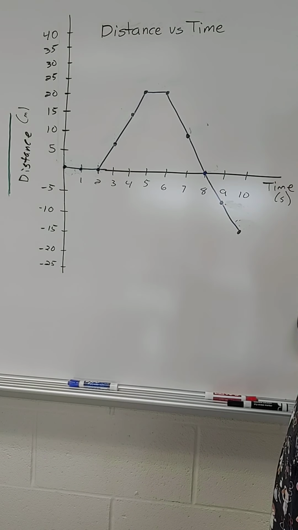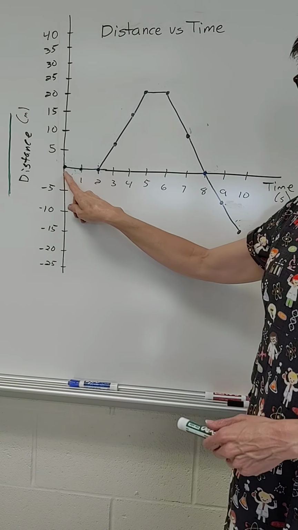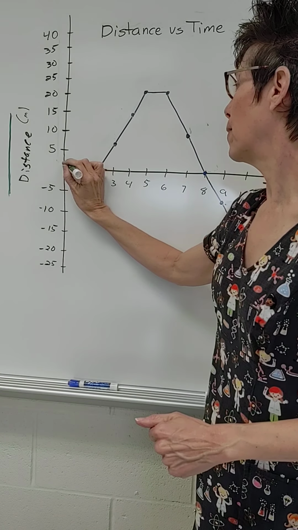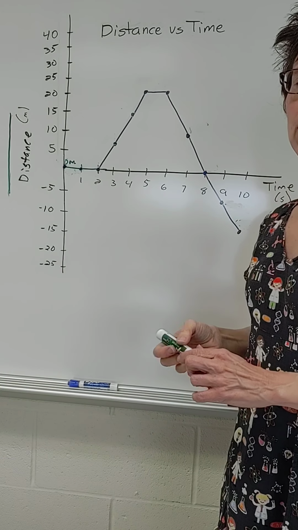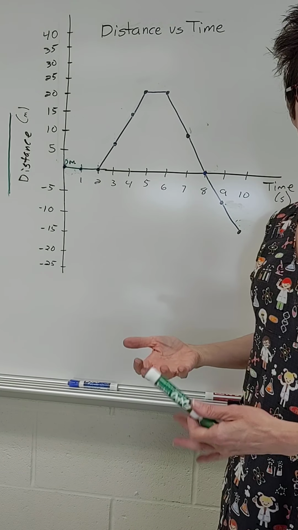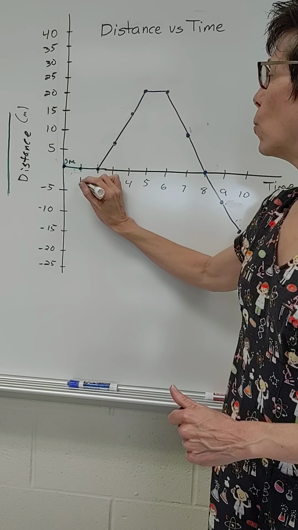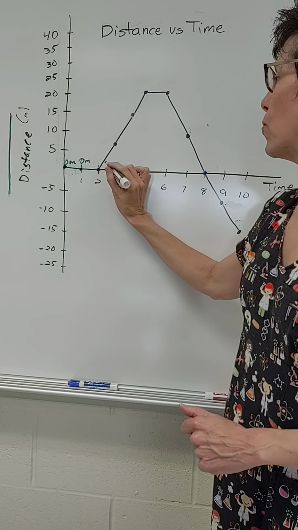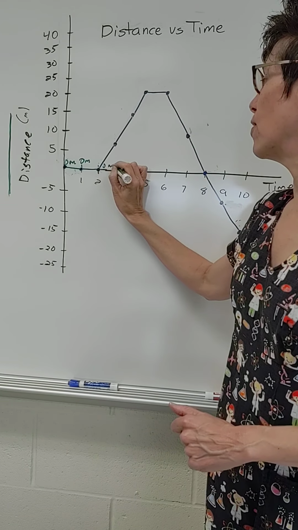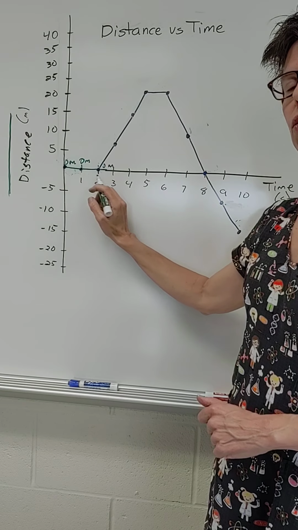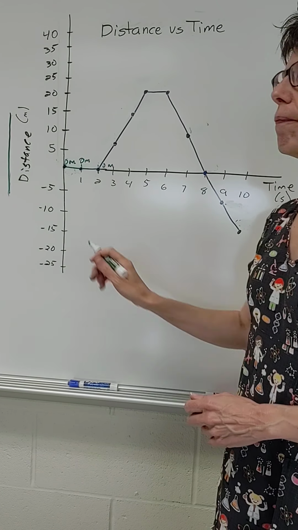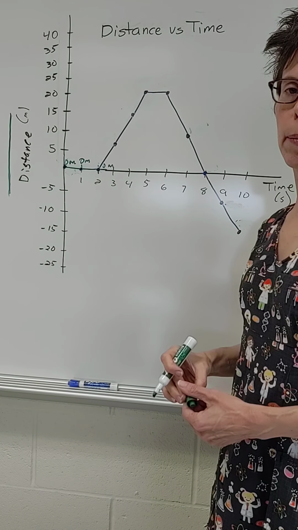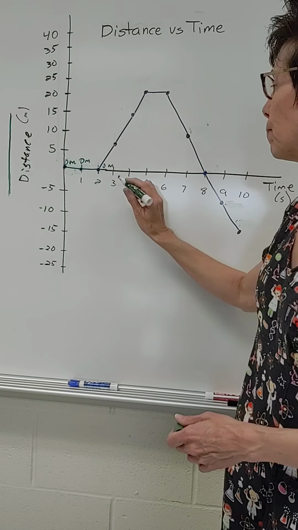So let's start reading the graph. At 0 seconds when the graph begins, this person or this object is at 0 meters from the origin or from the start. So they're on the starting line or they're at home, something like that. At 1 second, they are still at 0 meters. At 2 seconds, they are still at 0 meters. So from 0 seconds to 2 seconds, they haven't moved. A flat line on a distance versus time graph shows us that the thing is stopped. It's stationary. It's not moving.